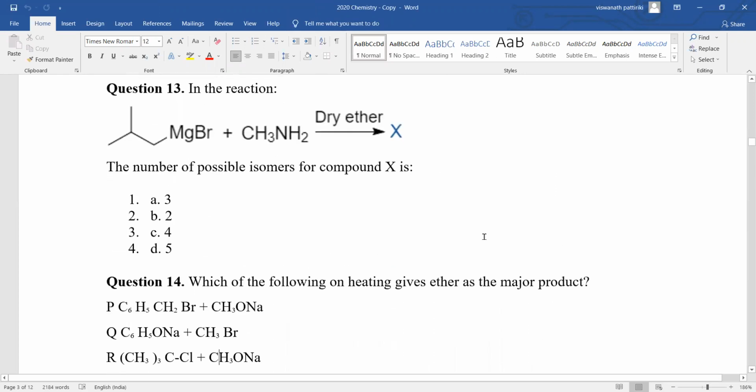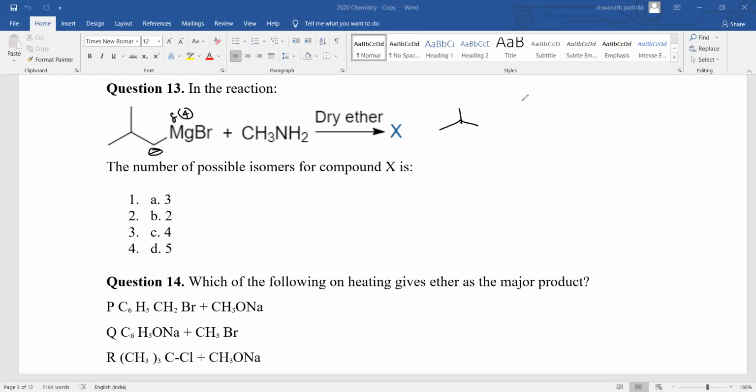And the next one, the number of possible isomers of the compound. So the Grignard reagent will have partial negative charge and this will have partial positive charge. Initially the Grignard reagent acts as a base. So the first reaction is an acid-base reaction. So the products are 1, 2, 3, 4.